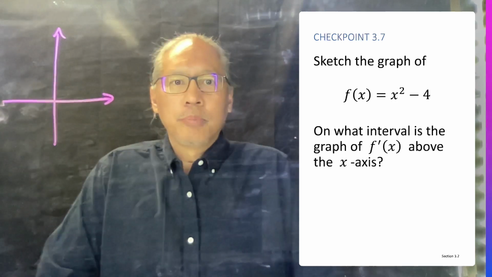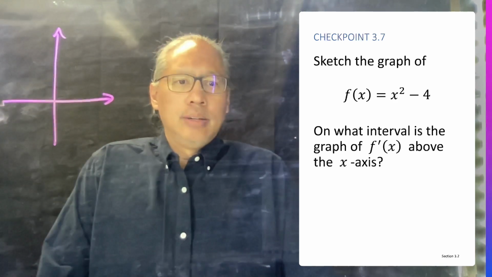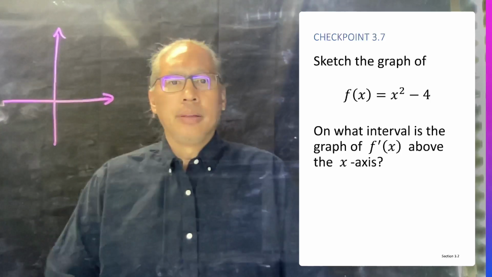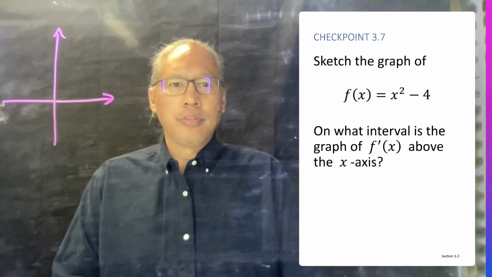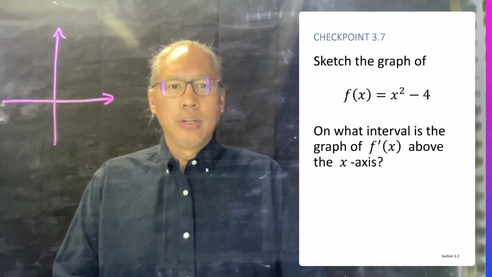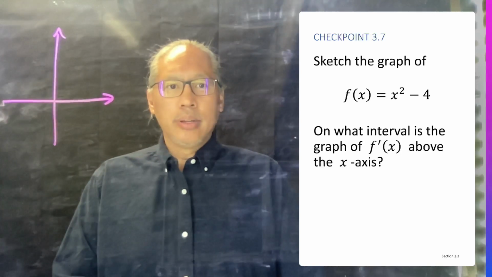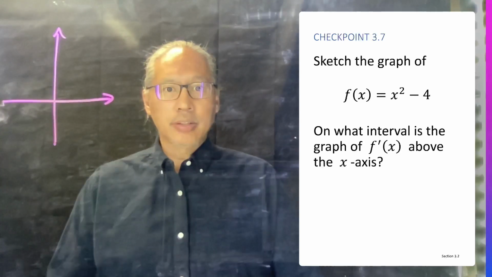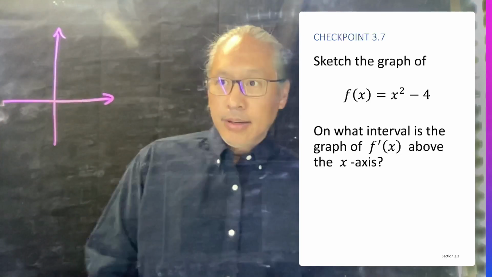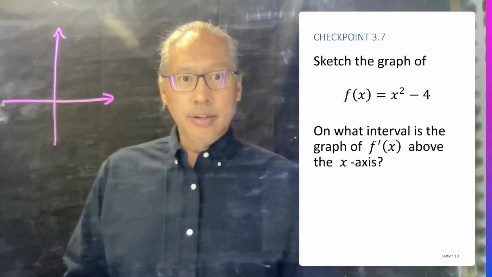Hello, we're doing checkpoint 3.7 from section 3.2. They want us to sketch the graph of f of x is equal to x squared minus 4, and then they ask what interval is the graph f prime of x above the x-axis. All right, so we got our grid over here.